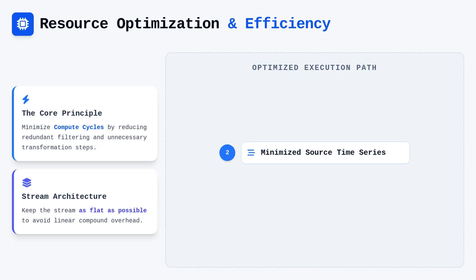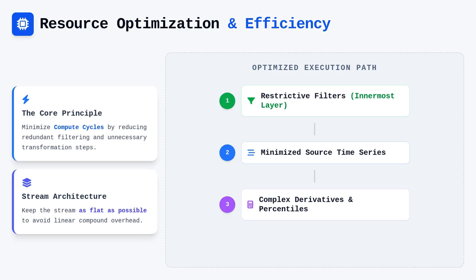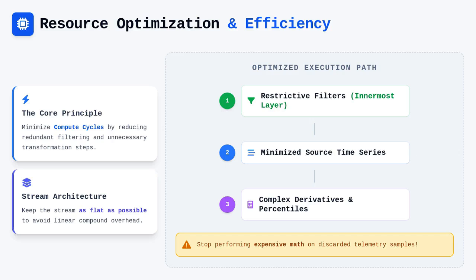If you are calculating complex derivatives or running percentiles against a high cardinality set, always move the most restrictive filter to the innermost processing layer. This ensures that the engine spends its budget on the data you actually care about rather than performing expensive math on discarded or irrelevant telemetry samples.